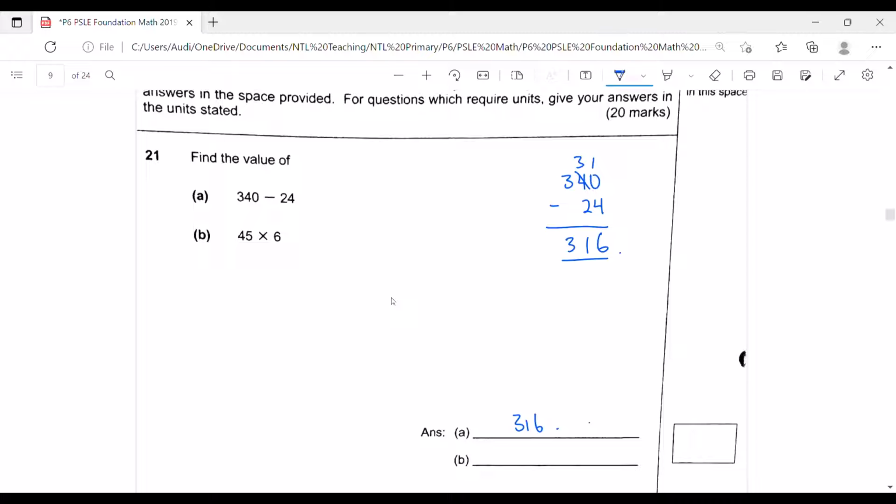Part B, 45 times 6. 5 times 6 is 30. 6 times 4 is 24. 24 plus 3 is 27. So 270.